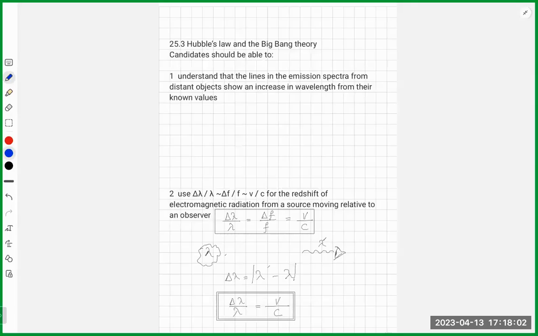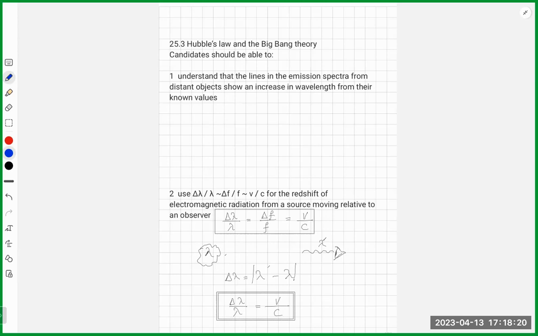Okay. Hubble's law and Big Bang theory. When we observe things in the sky, we find that every object is moving away from us. Last time we were discussing redshift.